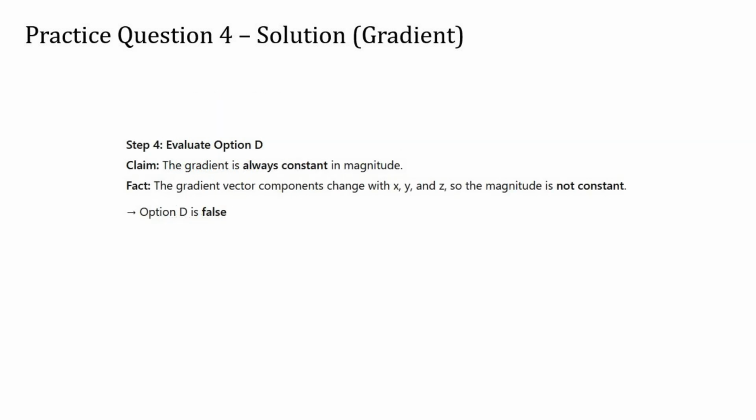Finally, option D suggests that the gradient has a constant magnitude. This is not generally true unless the scalar field is linear, which is not the case here. The given function has a gradient that depends on the position in space, as x, y, and z change. So do the components of the gradient vector, and therefore its magnitude changes as well. So option D is also false. Therefore, answer choice C is the only correct answer option.